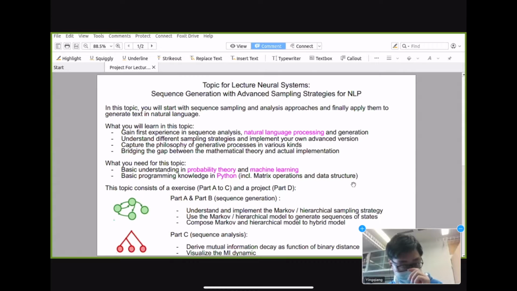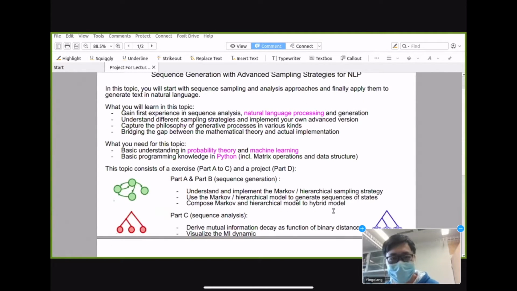We'll give you the opportunity to link your knowledge in math and actual implementation to create something that is really useful. Now, as Richard said, we have basically 2 big parts for this topic. First, you're going to do an exercise, and then after the exercise, you will be engaged with the actual project that leads to something.